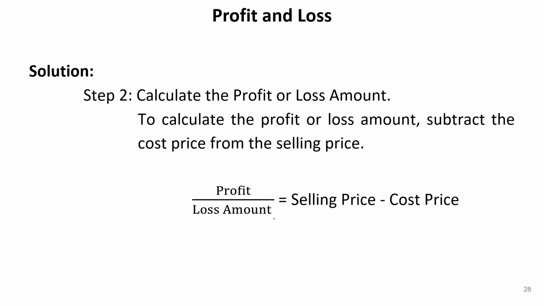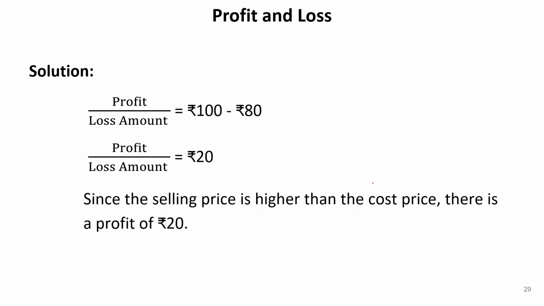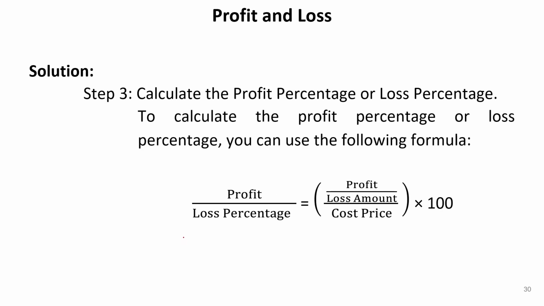Profit or loss amount is equal to selling price minus cost price. So the profit or loss amount is equal to this much. Since the selling price is higher than the cost price, there is a profit of 20. So the profit is 20 rupees.